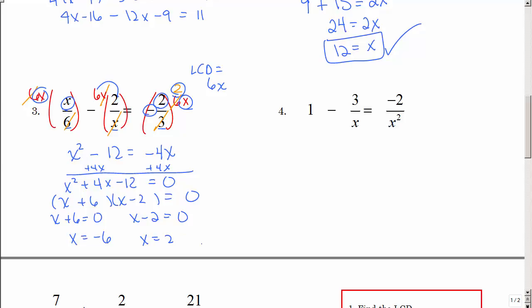So this time I have two answers to check. So I'm checking here. So there's no x here. The only place is there. So if I plug in negative 6 for x, is that 0? No. If I plug in 2 for x right here, is that 0? No. Those are your two answers.